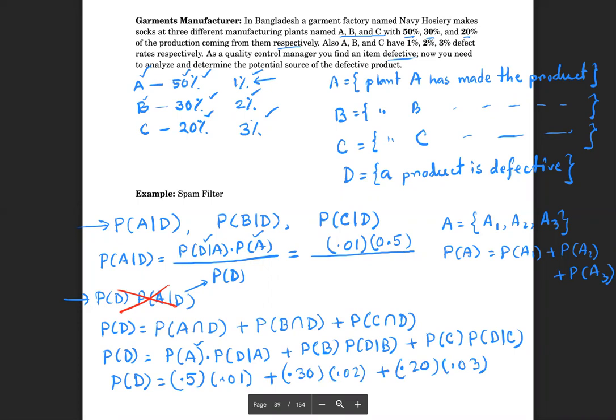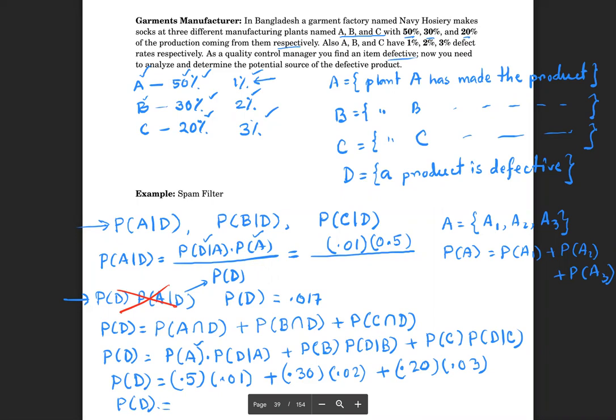you'll get the probability of defective. You can see it on the screen, it looks like. So if you do the math, I'm just going to do the whole thing on the calculator. 0.5 times 0.01 plus 0.02 times 0.3, and so on. So that's going to be 0.017. So the probability that an item is defective is 0.017.